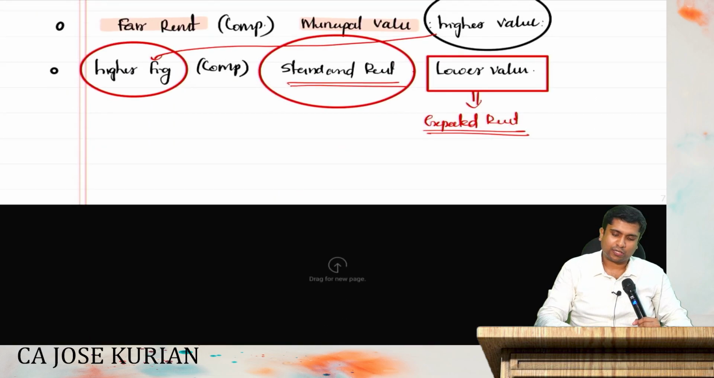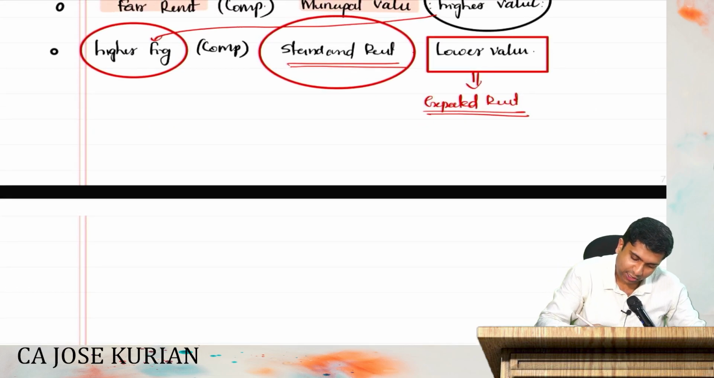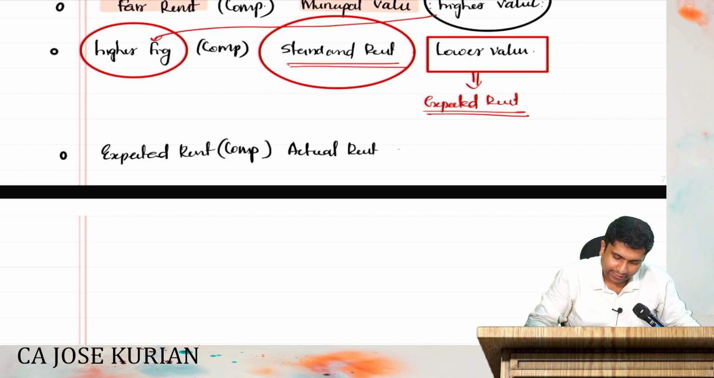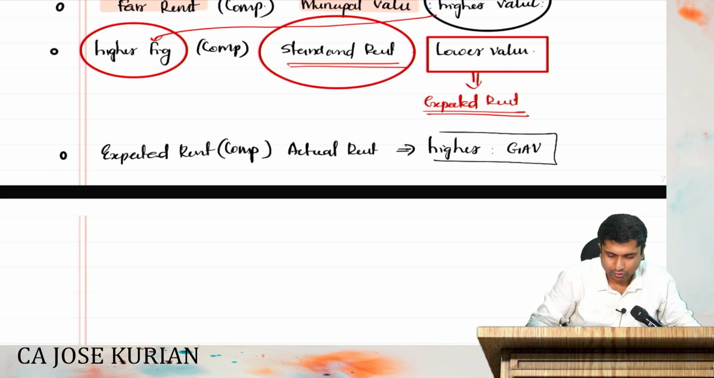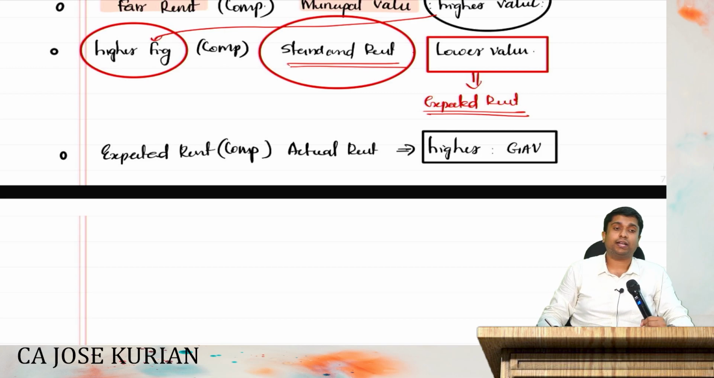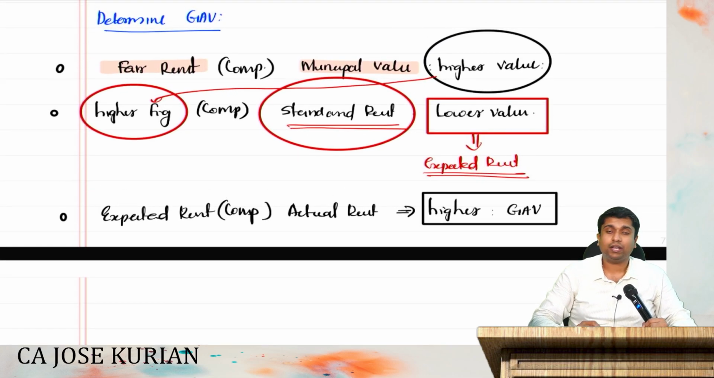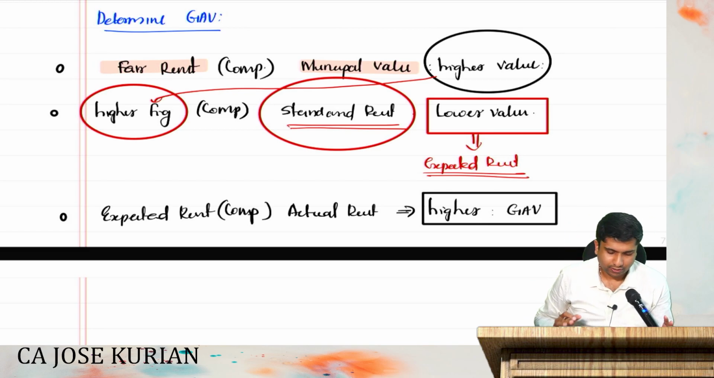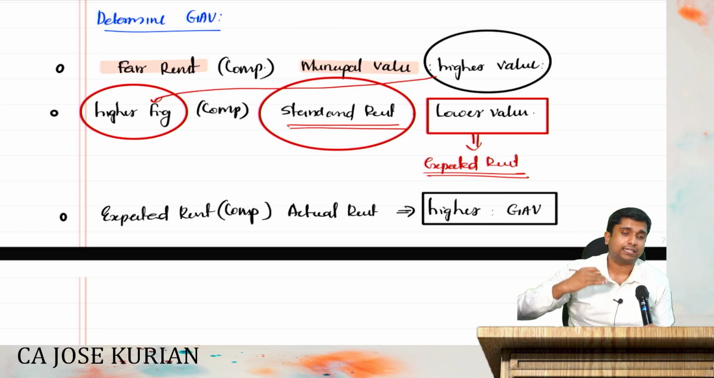Now, you need to compare that expected rent with what? Actual rent. Expected rent has to be compared with actual rent, and whichever is higher, the higher figure will be what? Gross annual value. What is actual rent? This is a let out property, right? So the rent which you have collected is said to be actual rent. You compare it with the expected rent and pick the higher figure, and that will be the gross annual value.